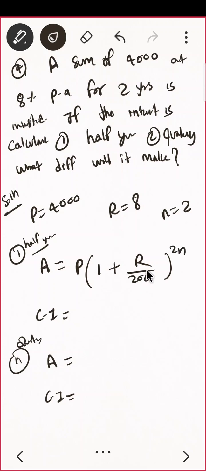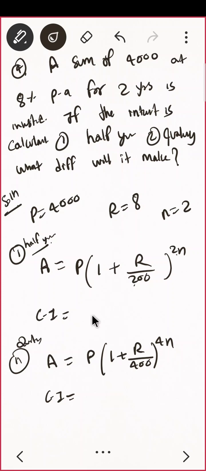Perfect, very nice. Why is it 2n? Because it is half yearly. In a year, interest will be given 2 times. Correct? And what about here? Quarterly. Perfect, very nice. And you can calculate, you have all the data.